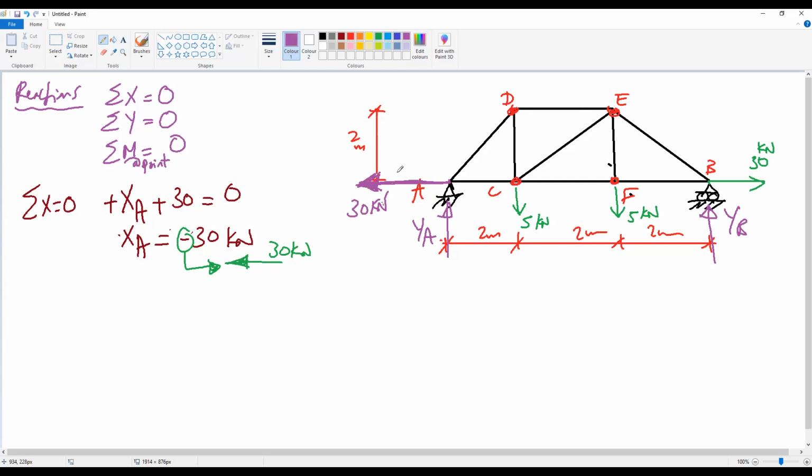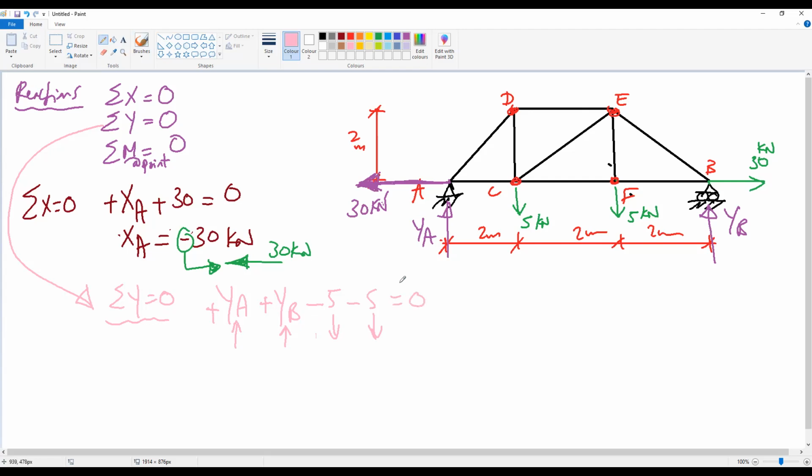Okay, so now we go to the second equation. If we apply summation Y equal to 0, what forces do we have in Y? We have YA going up, so positive, YB also going up, positive, minus 5 because it's going down, and then we have minus 5 again going down, should be 0.